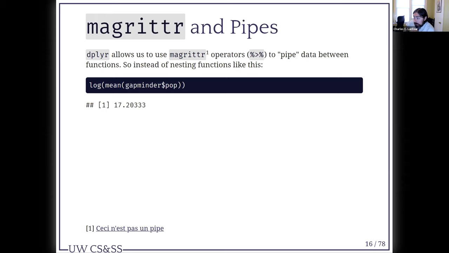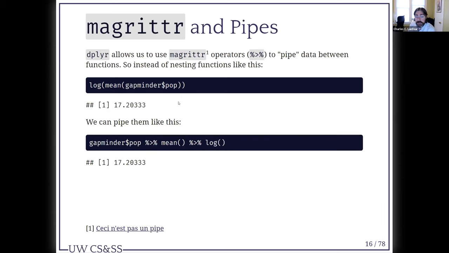Okay. I'm not a linguist, but I feel like there are not many human languages that read inside out. So going gapminder and then population, take its mean, take its log, is not useful to us. Many of us read left to right, some of us read right to left, we do not read in to out. Pipes allow us to break this code up sequentially, reading left to right, or right to left if you use the other operator. This now says, take the gapminder data, extract population, and then get the mean of it, and then get the log of it. We get the exact same answer, but now we read it in order. Take these data, and then take the mean, and then log them.